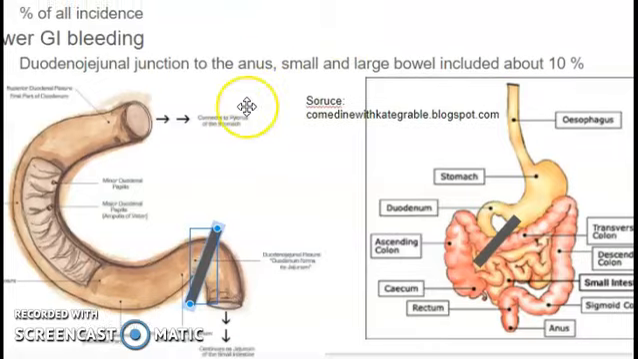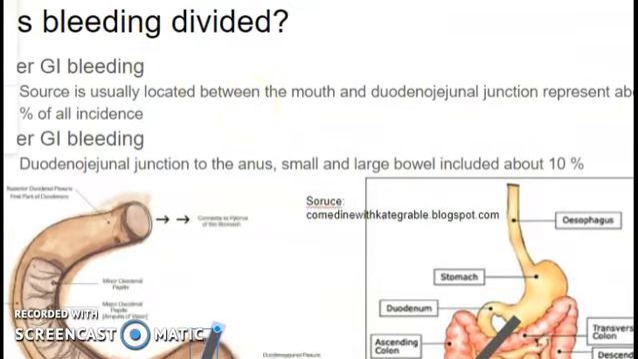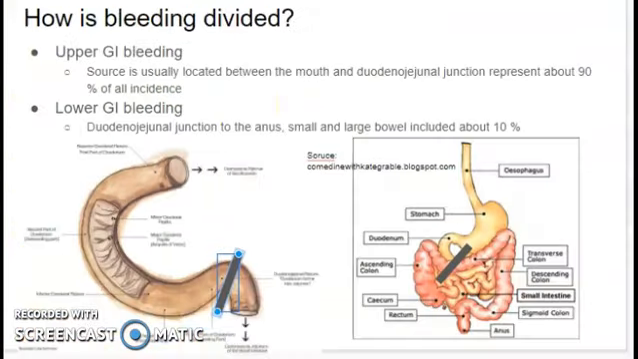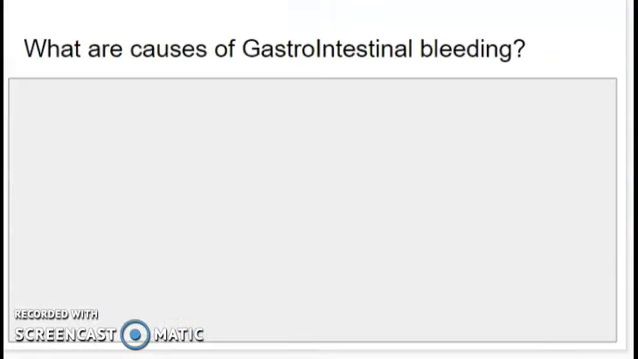So just to give you guys a bit of a review of what is going on in this photo, upper GI bleeding occurs from the mouth all the way to the duodenum junction 90% of the time. Lower GIT bleeding, from the duodenum junction including the small and large bowel up to the anus, is 10% of the time. Now guys, what are the causes of gastrointestinal bleeding?